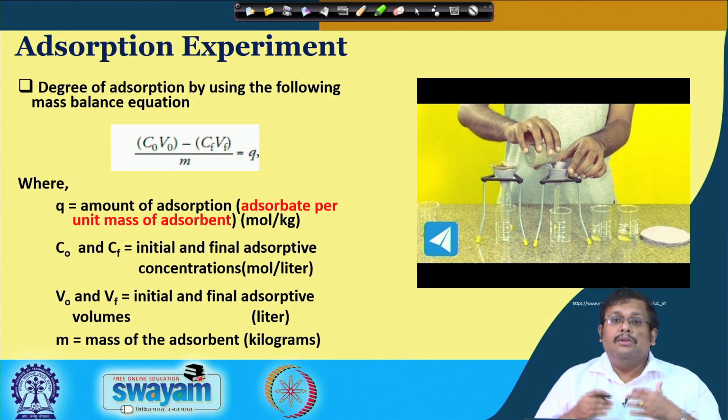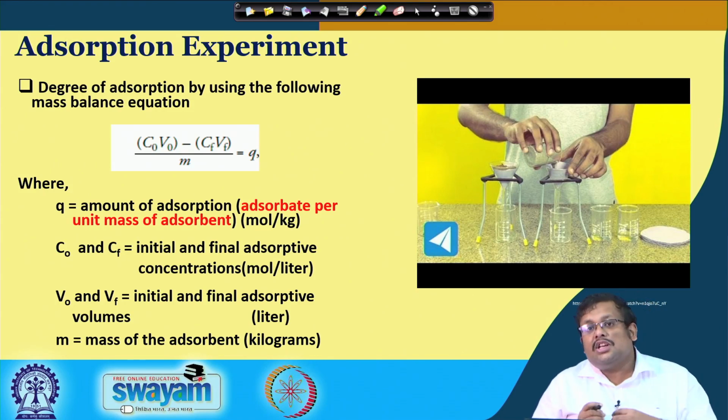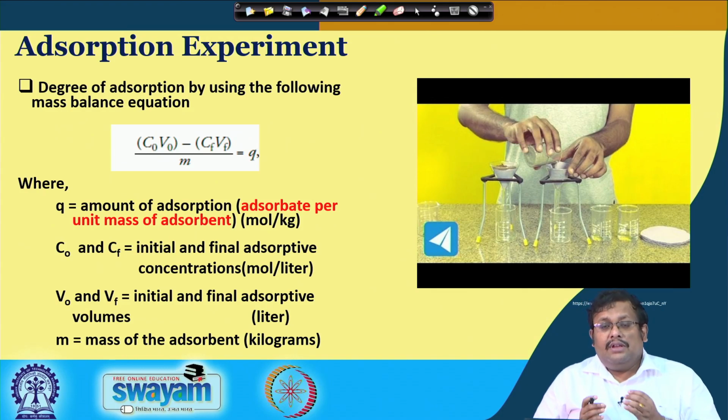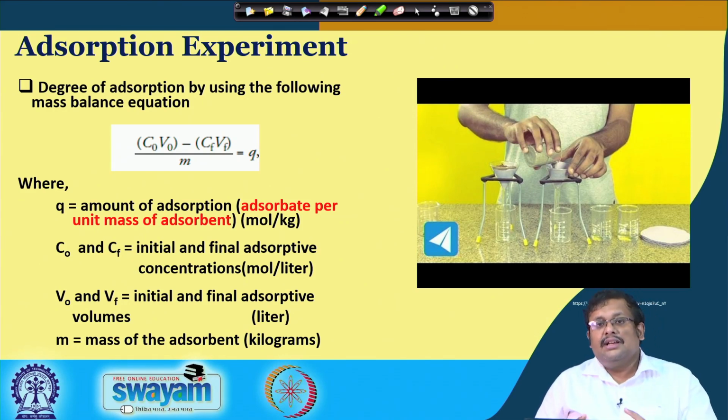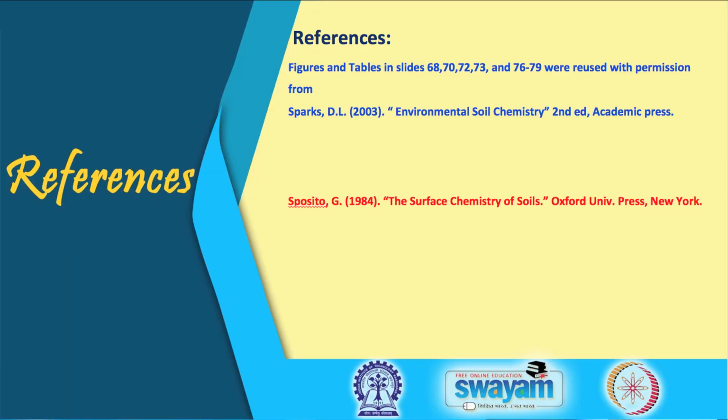In the next lecture we will be talking about specific adsorption isotherms, the Langmuir equations. We will be talking about Freundlich equations and so on, and what their implications are, and also we will be discussing the diffuse double layer.